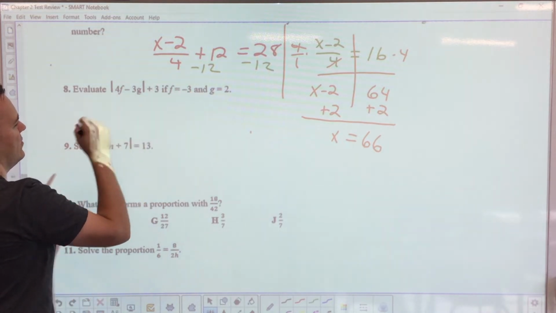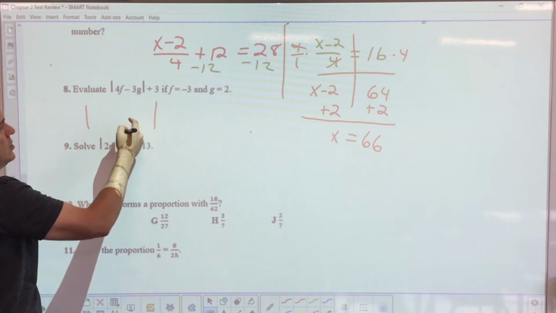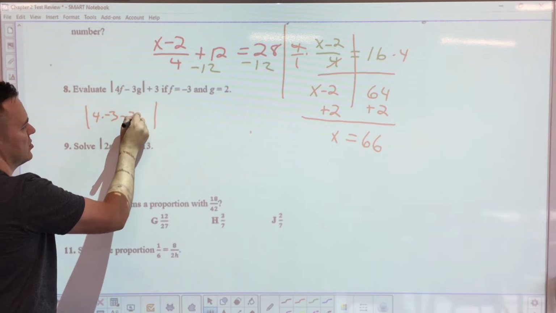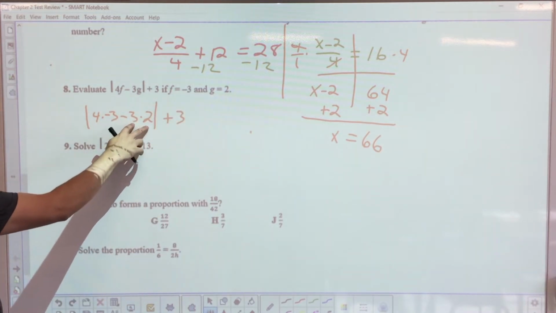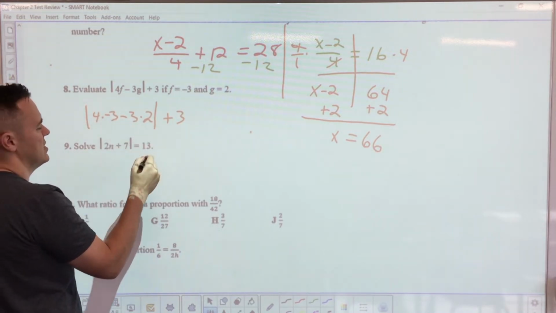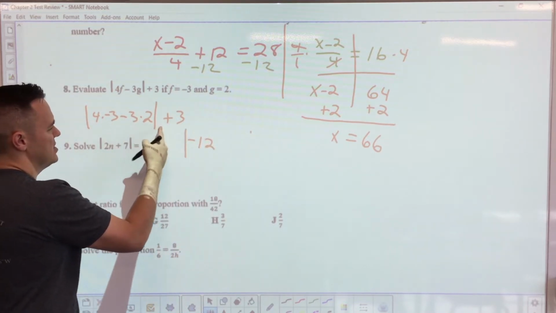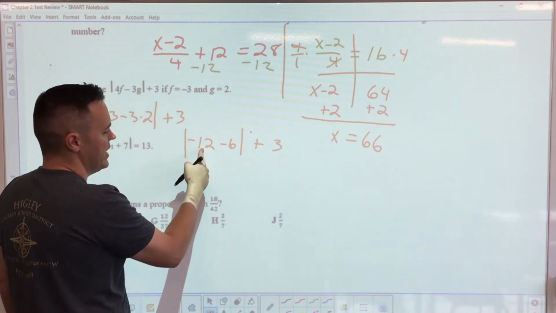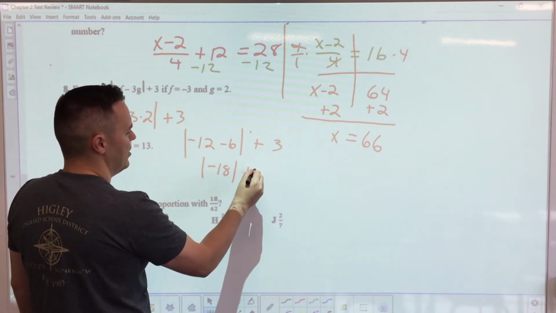Evaluate this function if f is negative 3 and g is 2. All right, so we have an absolute value, and it's going to be the absolute value of 4f minus 3g plus 3. Since we have the absolute value, make sure you solve within the absolute value first. So 4 times the negative 3 is going to be negative 12. So it's going to be negative 12 minus 6 plus 3. Combine these two together: negative 12 and a negative 6 is negative 18. We still have the absolute value around it.